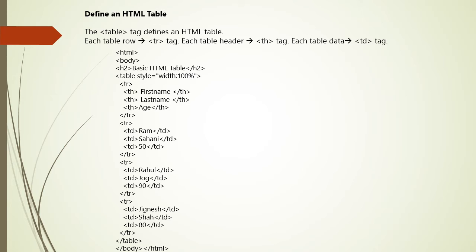Now consider a simple program, HTML body. We are going to create an HTML table over here. So we are using the table tag over here. Table style is equal to width. We are giving tr, that is table row, and th, that is table header. So the headers we are giving are first name, then the second header is last name, and next is age. Close the table row tag tr. Next tr. Now we are putting the elements over there.